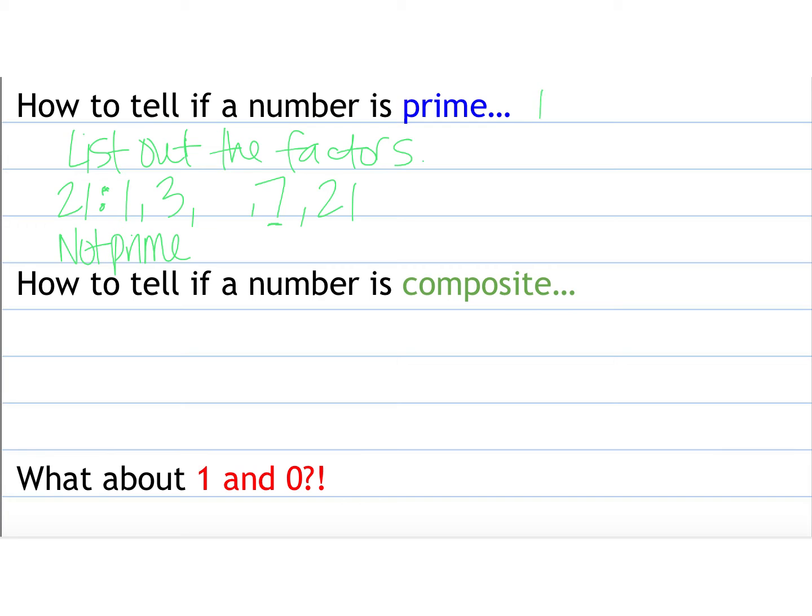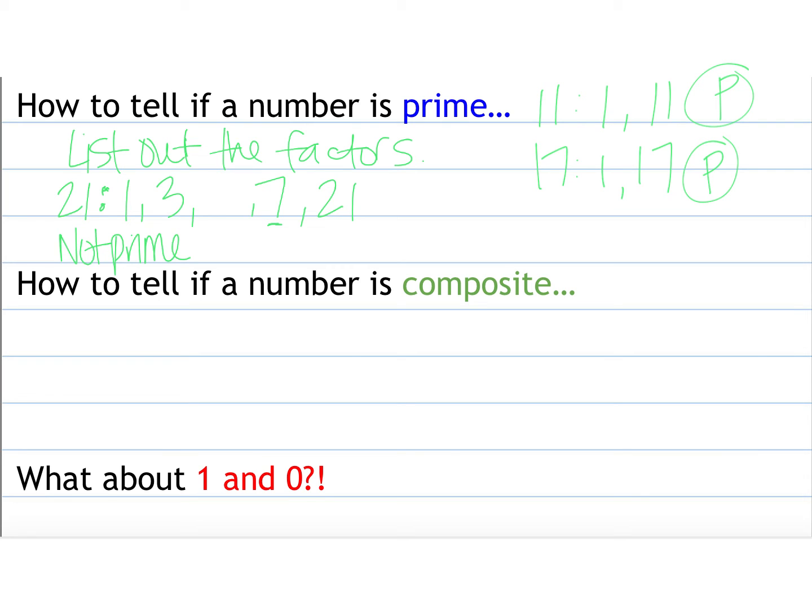Let's say we have 11. Well, 11 only has 1 and 11 that can be multiplied by each other, so that means it's prime. If we have 17, there's no numbers that can be multiplied to get to 17, so 1 and 17 are its factors, so it's prime.